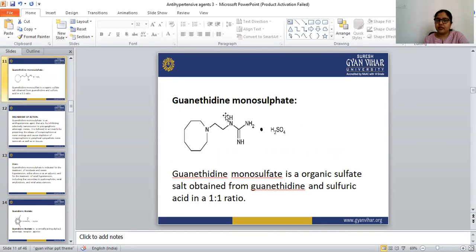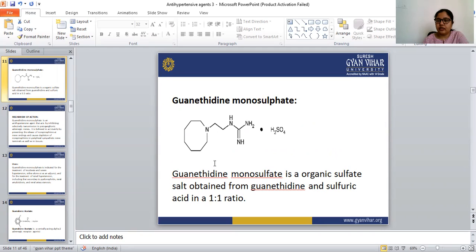The next drug is guanethidine monosulfate. This is the structure of the guanethidine monosulfate, and it is an organic sulfate salt that is obtained from the guanethidine and the sulfuric acid in a 1:1 ratio.